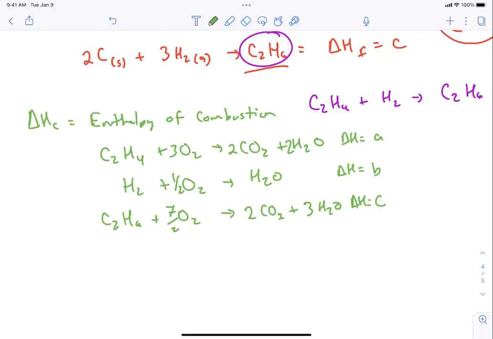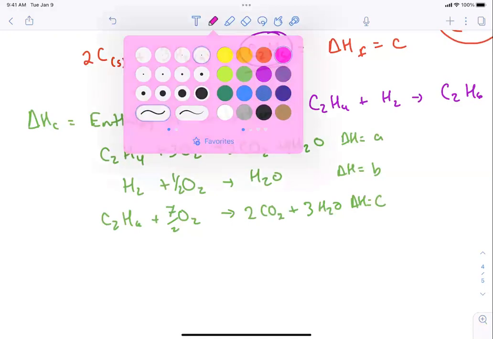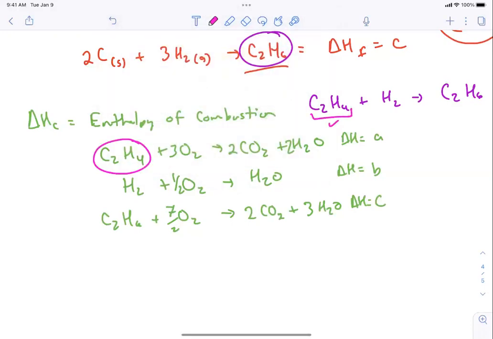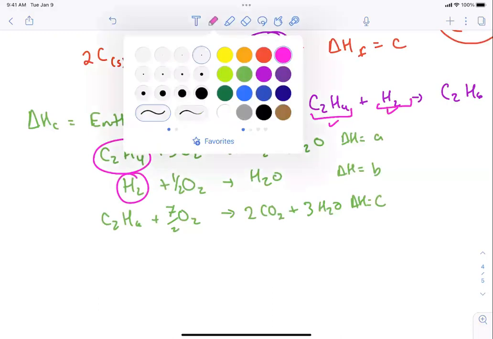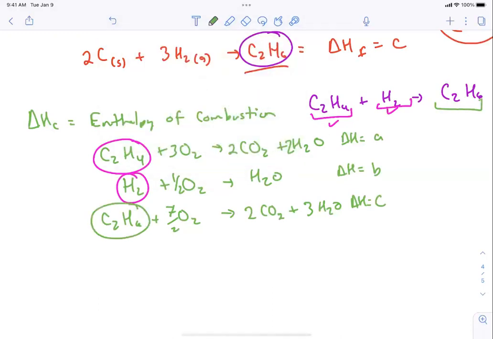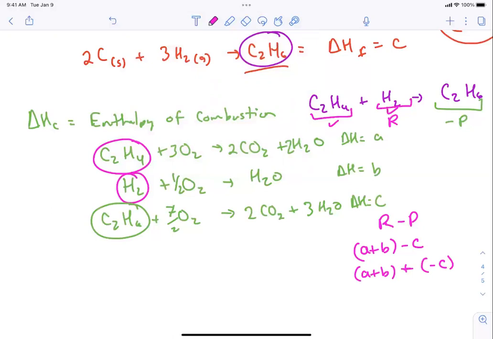So what do you notice about the values of enthalpy of combustion and what they're talking about here? C2H4 is on the correct side now, okay? And H2 is on the correct side. What's reversed is C2H6, the product. So in this case, it's reactants minus products. So it's A plus B minus C. Or if you want to think about it as A plus B plus a negative C, that's fine too. If you want to really think of it as Hess's law, it's the same thing.